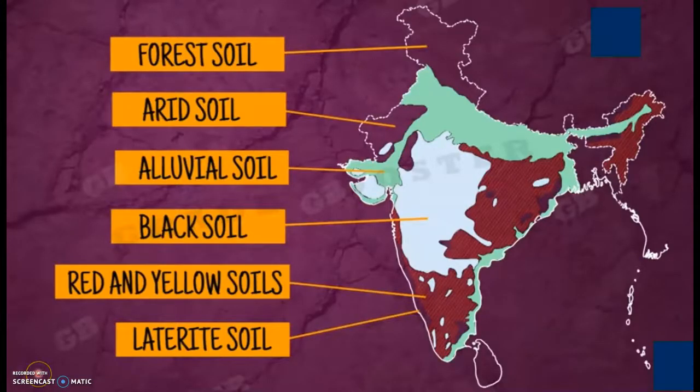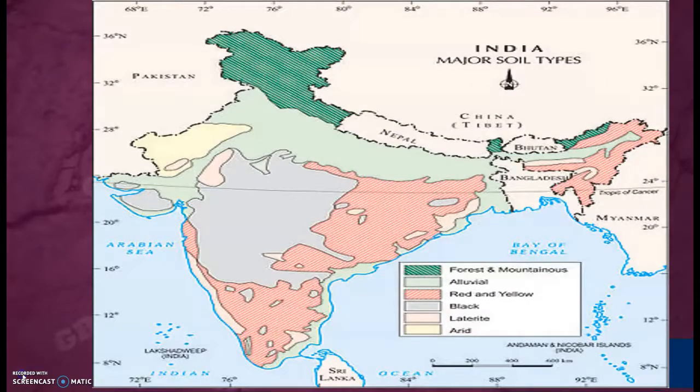Based on their physical and chemical properties, age, texture and color, soils in India can be classified as alluvial soil, black soil, red and yellow soil, laterite soil, arid soil, and forest soil. Let us learn more about each of these soil types. This is the map in your textbook. So children, first we start with the first one, the forest soil.